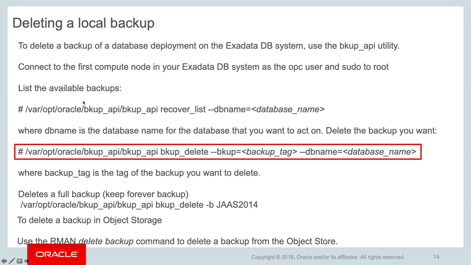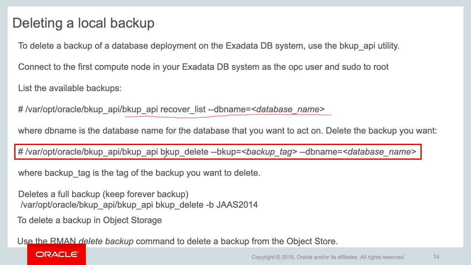Before deleting, you might want to list the backups, and this is what is going to list all the backups within the database. To list the available backups, recover list is going to provide you all the backups which you have already taken earlier. Database name is the name of the database you want to act on. And once you have the list available, you can select which backup you want to delete.